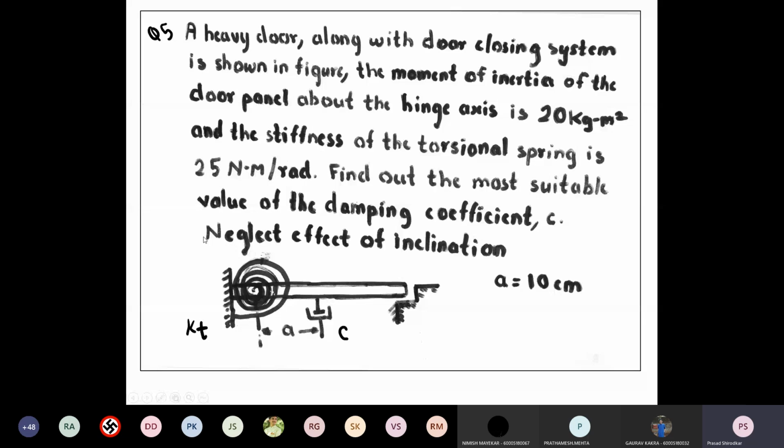A heavy door with a door closing system is shown in the figure. The moment of inertia of the door panel about the hinge axis is 20 kg meter square, and the stiffness of the torsional spring is 25 Newton meter. Find out the most suitable value of damping coefficient C. Neglect the effect of inclination. A is given as 10.